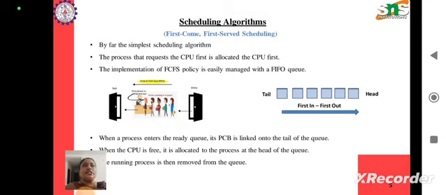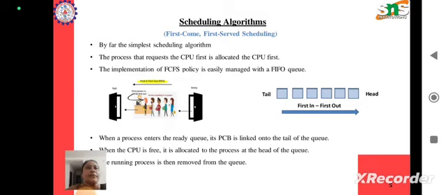The implementation of the FCFS policy, or the first come first serve policy, is easily managed with the FIFO queue. First in first out is a very normal method that we follow in a normal queue. What we mean by first in first out is that the element that comes in first will be the element to go out first. That means the element that comes in first will be the element to complete its work and go out first. It is very similar to the normal queue that we have in our day-to-day life.